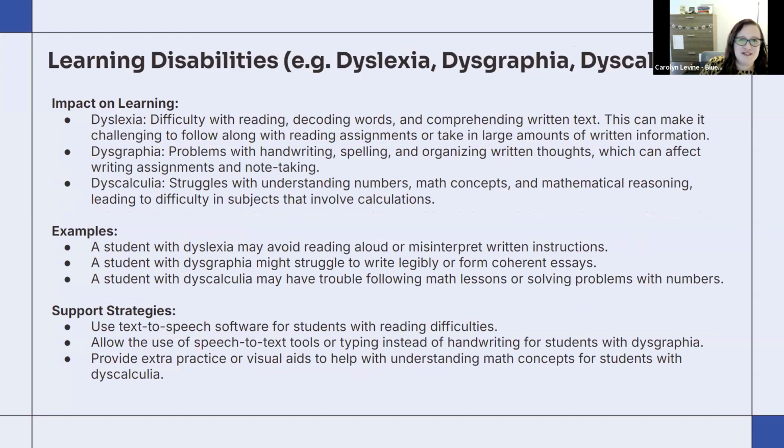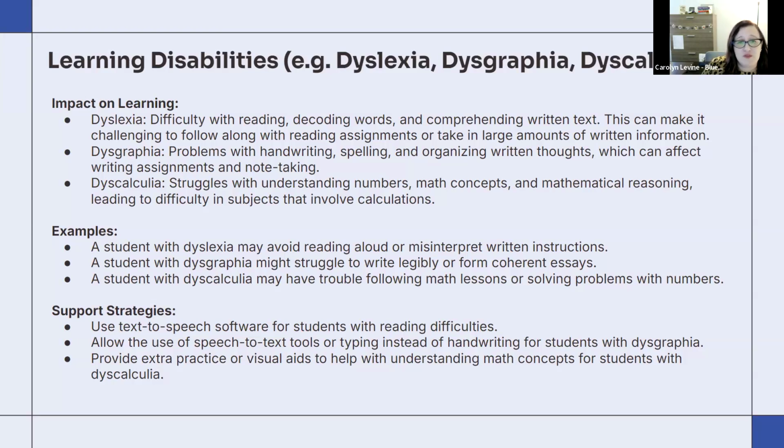All right, moving on to learning disabilities. The examples I've given are dyslexia, dysgraphia, and dyscalculia. These are not all of the learning disabilities that exist. These are just some of the more common, well-known learning disabilities. Someone with dyslexia will have difficulty with reading, decoding words, and comprehending written text. Of course, that's going to make it hard for them to follow reading assignments, and they might take a longer amount of time to absorb large amounts of written information.